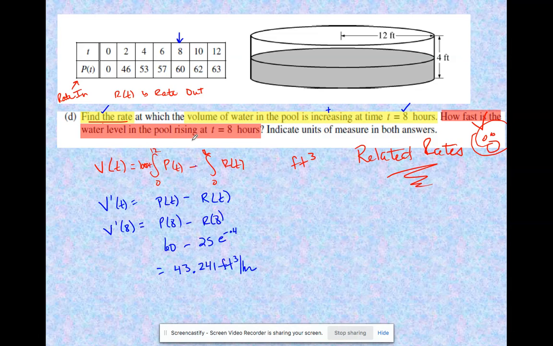How fast is something changing? That's a related rate. What do they want to relate? How fast is the water level rising? They want you to find how fast the water level is changing. That's where, how do you relate? The height and the volume of the water.